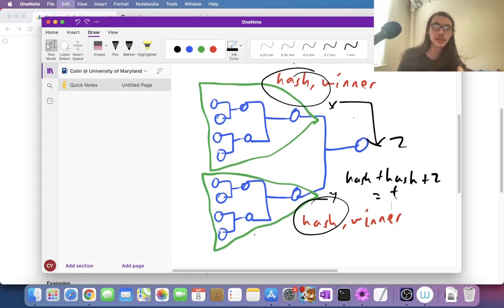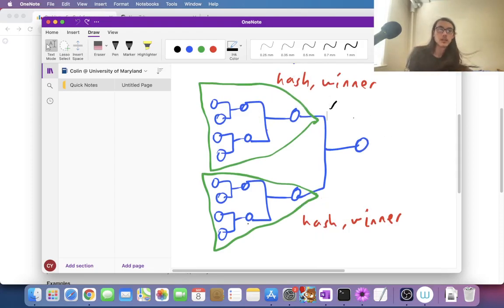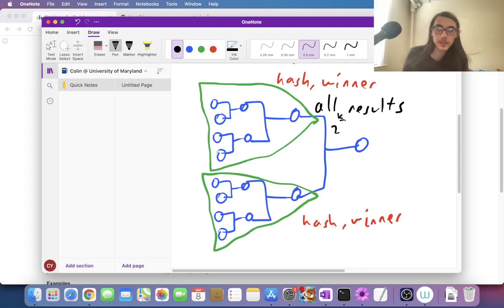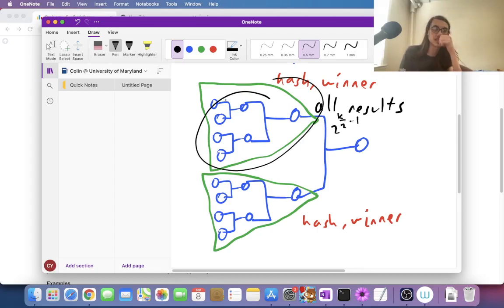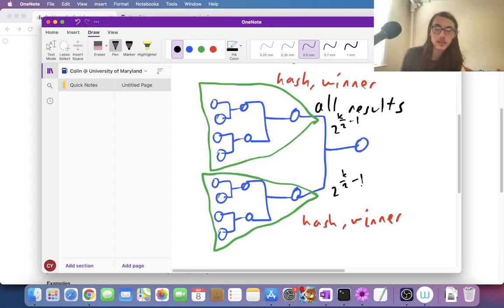I don't know if I'm explaining meet in the middle that elaborately, but basically we're computing all possible results for this. There are 2 to the k over 2 minus 1 games that happen within this half of the bracket, and the same for here. Because there are 2 to the k over 2 people, all but one need to be eliminated. So there are that many games, and we can basically just brute force who wins each game and all the possibilities for people winning each game.